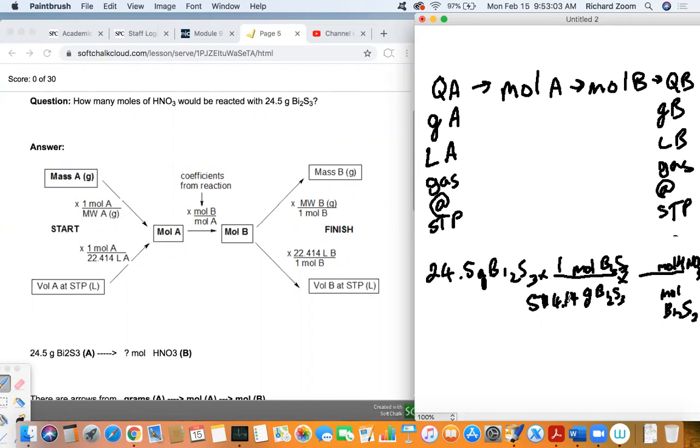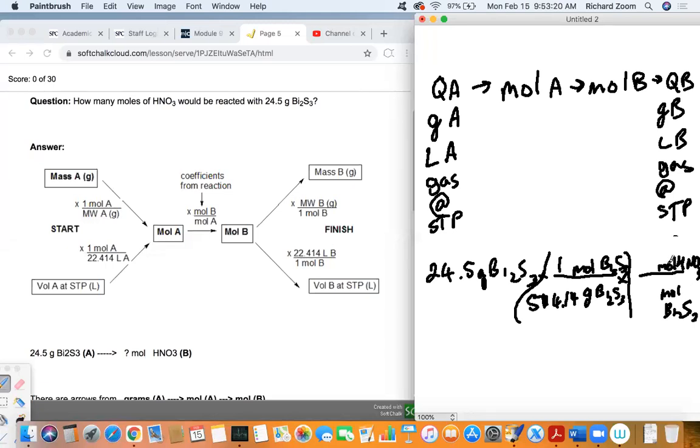grams of Bi2S3. So 1 mole is that. So Michael, you were asking before about why they have to be separate. Well, it's because they're separate relationships. 1 mole of Bi2S3 is that many grams of Bi2S3.